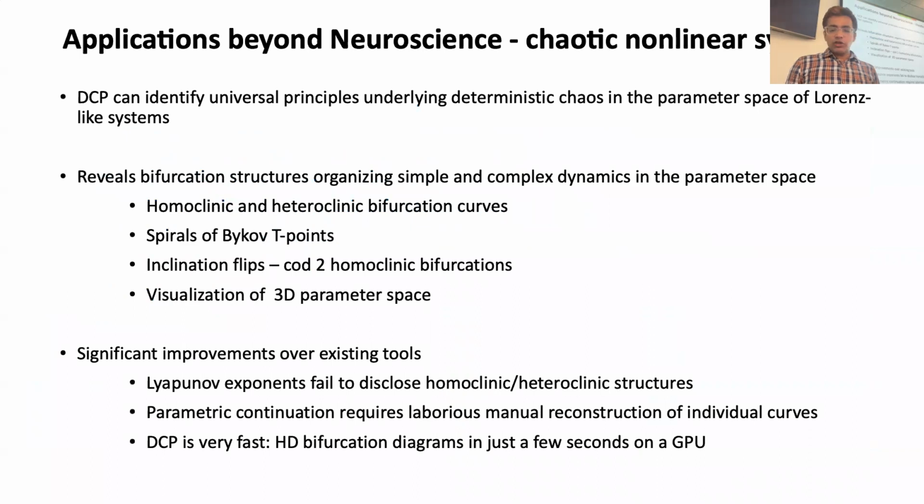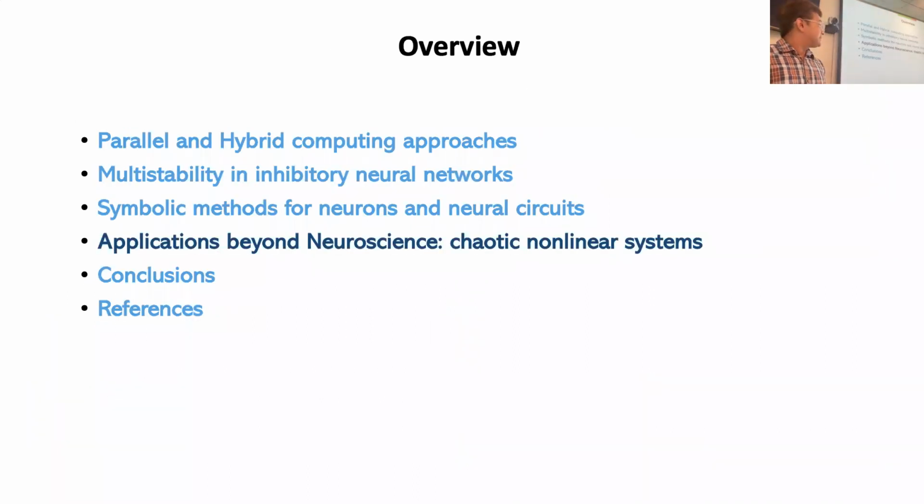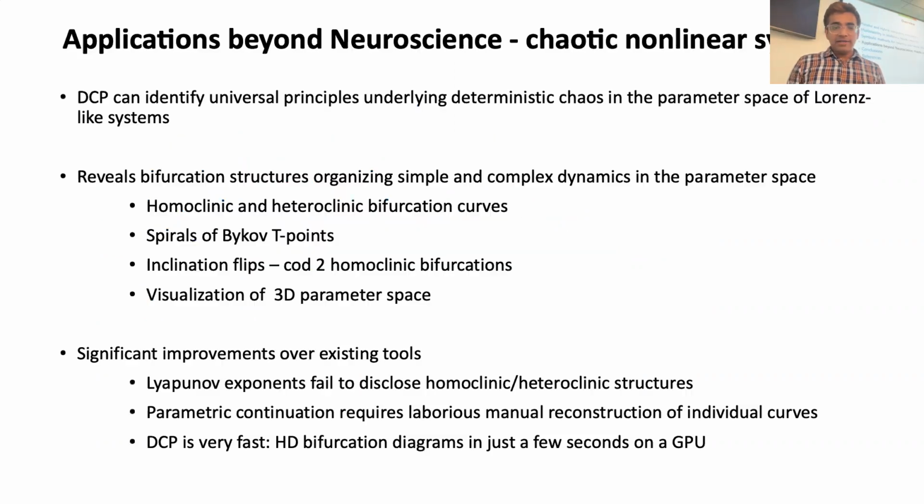So next, I'll quickly show some applications of these same techniques, symbolic methods, parametric sweeps, parallelization across GPUs to systems with chaotic dynamics from physics and nonlinear dynamics. So this approach with symbolic dynamics we call deterministic chaos prospector. It can be used to study Lorenz-like systems. They can identify various structural building blocks with homoclinic bifurcations, characteristic spirals, T-points, inclination flips. All these can be identified using the same approach. And they offer significant performance improvements compared to other existing techniques like Lyapunov exponents or parametric continuation.